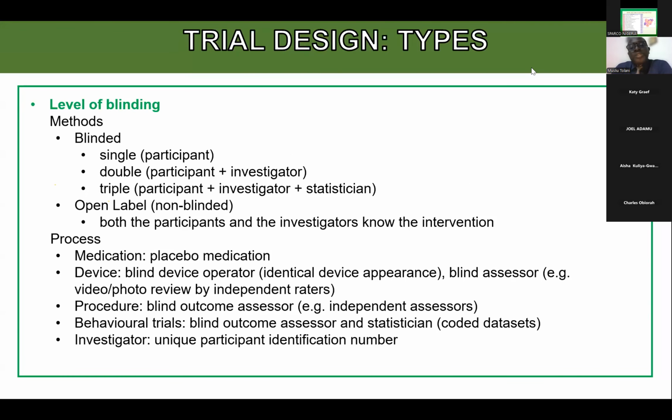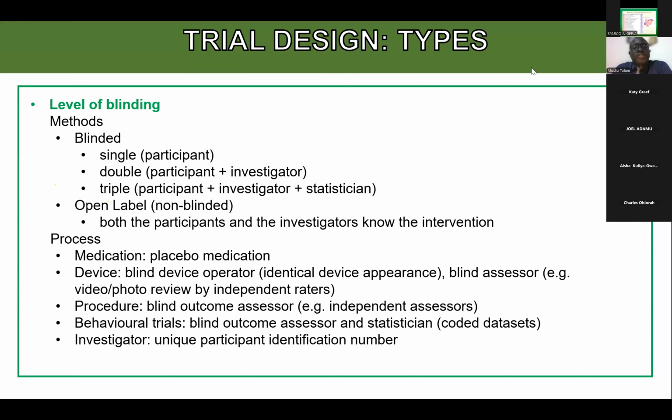Now, trials can also be classified by level of blinding. And if you look at all these classification schemes, they can be joined together. For instance, you can have a randomized, double-blinded or single-blinded trial. By level of blinding, trials can be classified as either blinded or open label. The blinding can be single, in which case it focuses on the participants. It can be double, in which case it includes the investigator and the participants, or triple, where the statistician is also blinded.